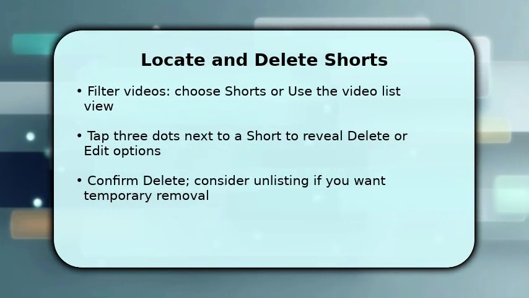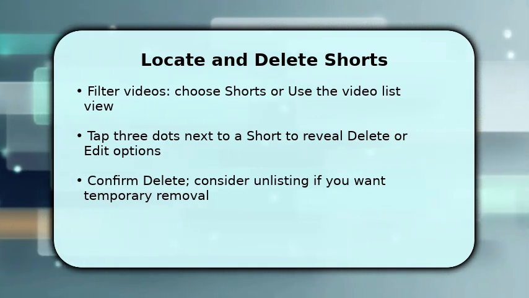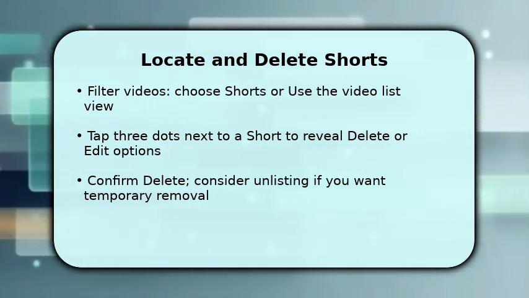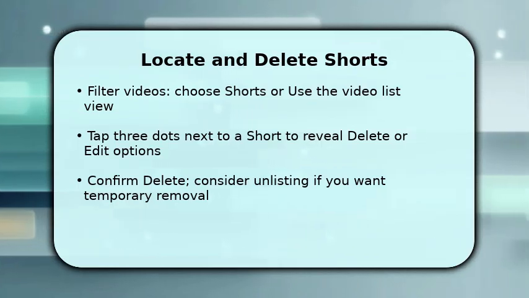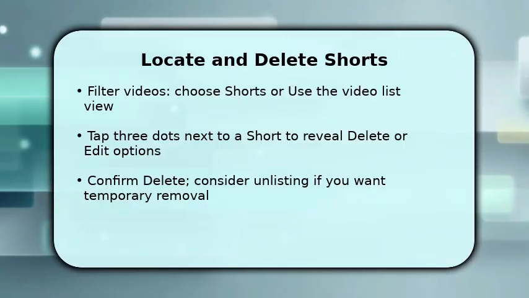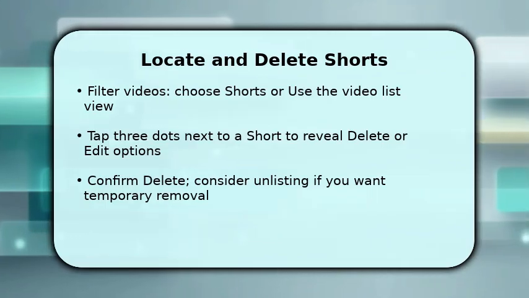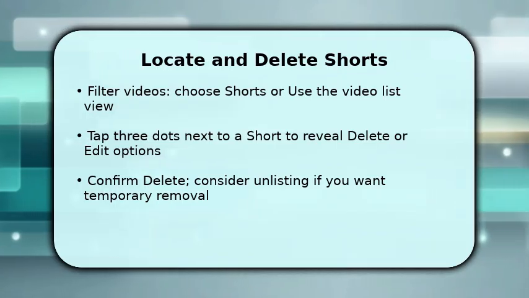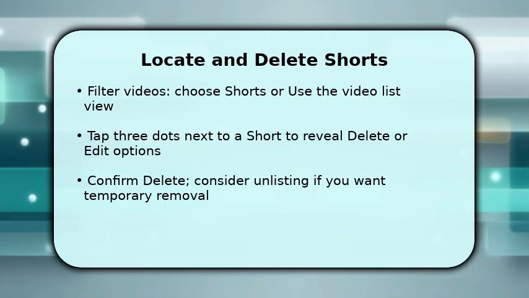Now locate the specific short. Switch to the Videos tab and apply the short's filter or look for the vertical format icon. You'll see 3 dots on each item. Tap that and choose Delete to permanently remove the clip, or Edit then Visibility to change it to unlisted if you prefer temporary removal. You do this because deletion removes views and comments, whereas unlisting preserves analytics but hides public access. Make sure you confirm the prompt so the action completes.